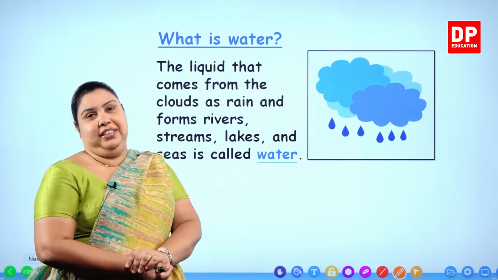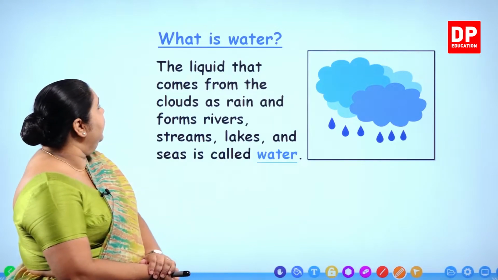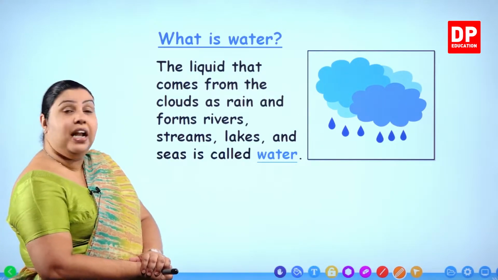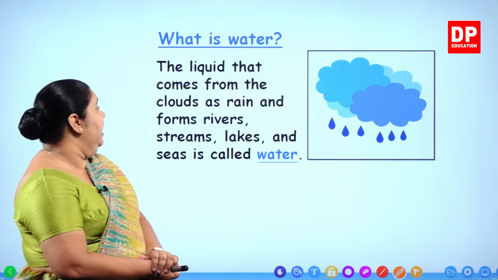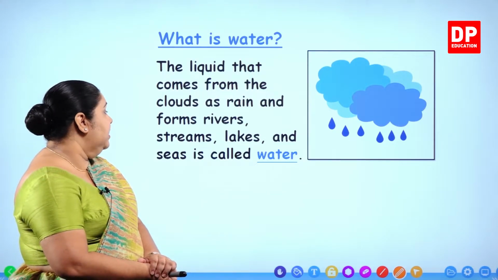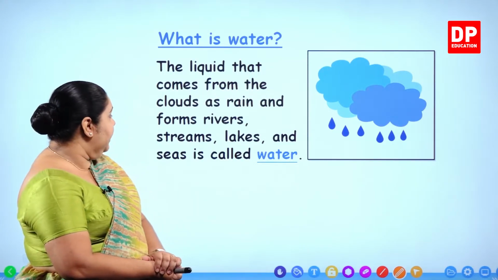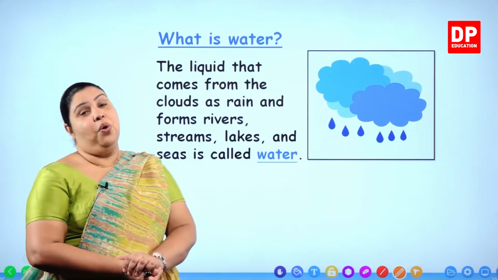Let's read and see. The liquid that comes from the clouds as rain and forms rivers, streams, lakes and seas is called water.